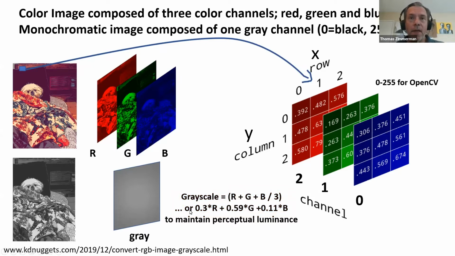The Python OpenCV instruction that converts color to monochromatic, I think, uses these perception weighted values. Okay, so everyone with me now? So you can see how easily an image falls into an array. The X will be the rows, the Y will be the columns, and then three levels, three channels for the color.